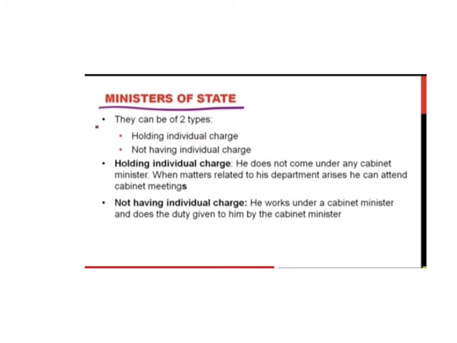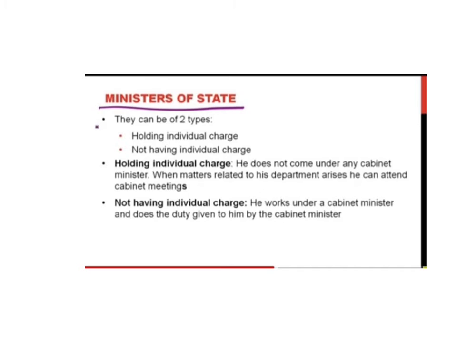Now come the ministers of the state. They can be of two types: holding individual charge and not having individual charge. So the ministers of the state are of two types. One is holding individual charge and the second is not having individual charge. First of all, we will see holding individual charge. What does that mean? He does not come under any cabinet minister. When matters relating to his department arise, he can attend cabinet meetings.